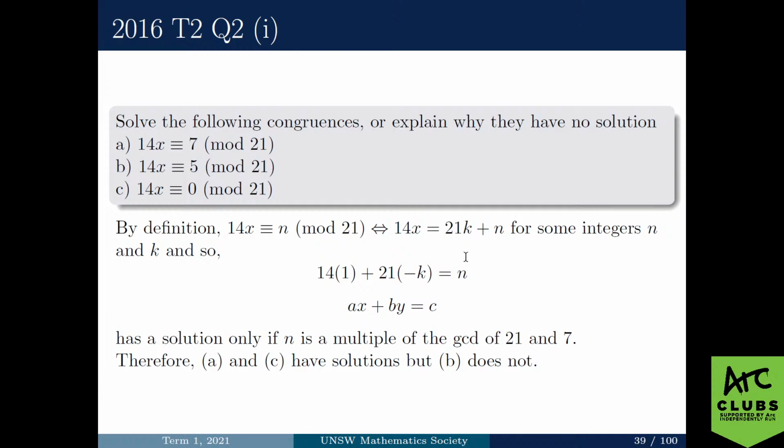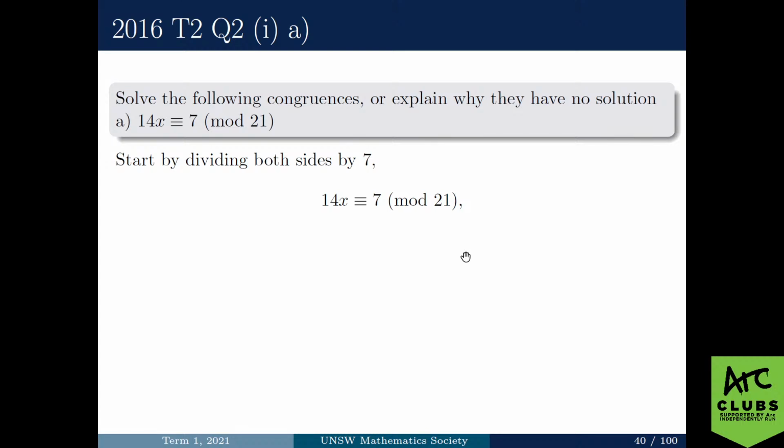So we see that it's in the form of ax plus by equals c, where a is 14 and b is 21. This is exactly like Bezout's theorem. So we can use Bezout's theorem and say that for part A, because 7 is a multiple of 7, which is the GCD of 14 and 21, there is a solution. So now let's go on to actually solving these congruences.